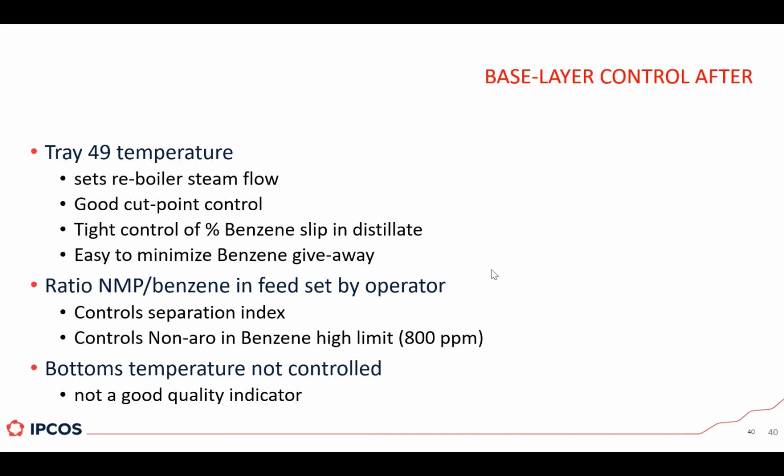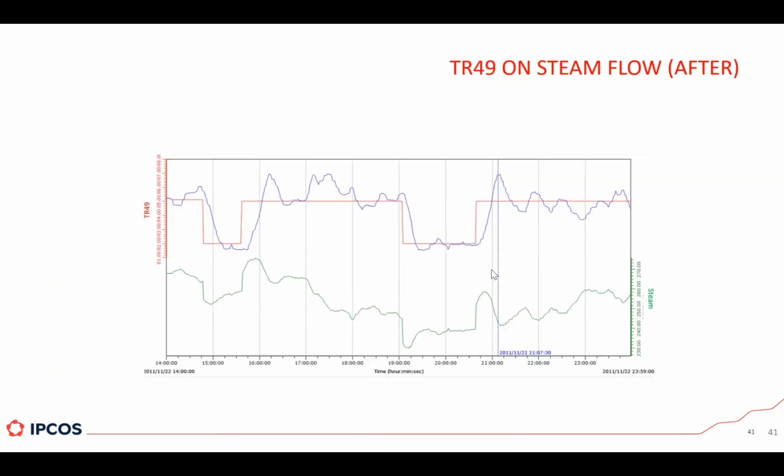And the bottom temperature is just not controlled. It's not a quality indicator. The best quality indicator of the separation here is that temperature in the top. And you can see here how, in this scenario, you see it responding. It is slow, yes, but it does respond. You see that once you make a set point change, the steam changes, and then initially you have some dead time, but then at the end you get your response.